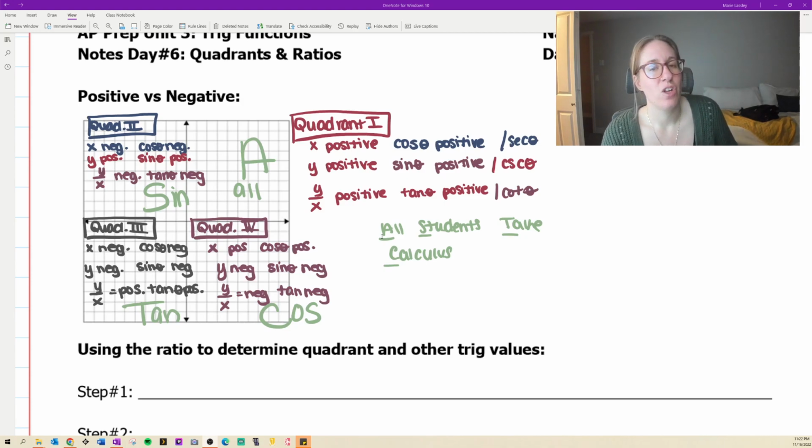That's going to tell you what's positive. So quadrant 1, everything is positive. Quadrant 2, just sine is positive. Quadrant 3, just tangent. Quadrant 4, just cosine. Hopefully that will help.